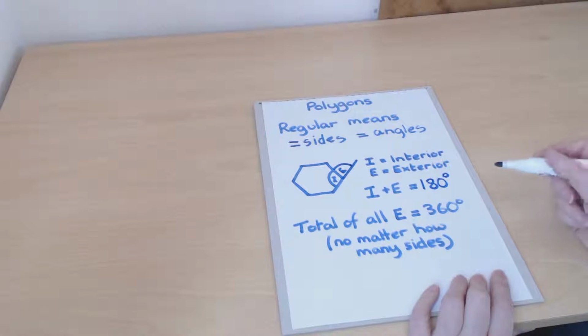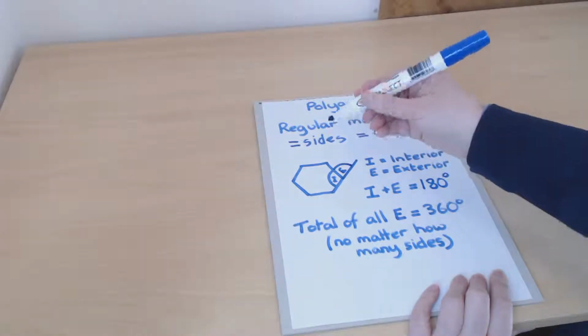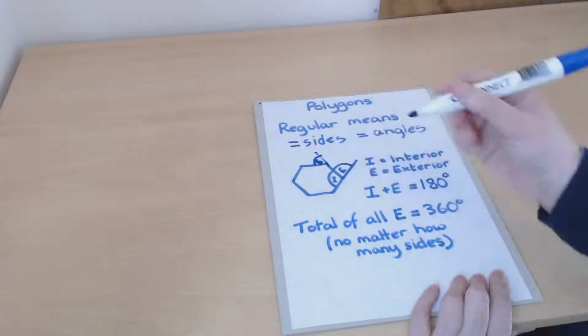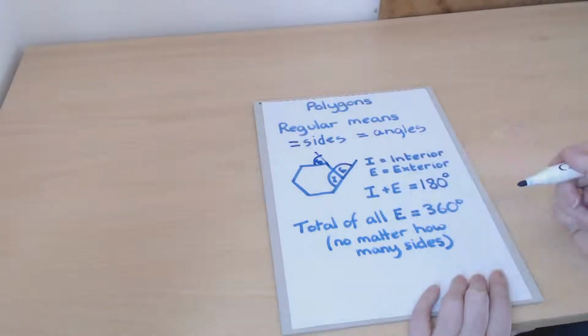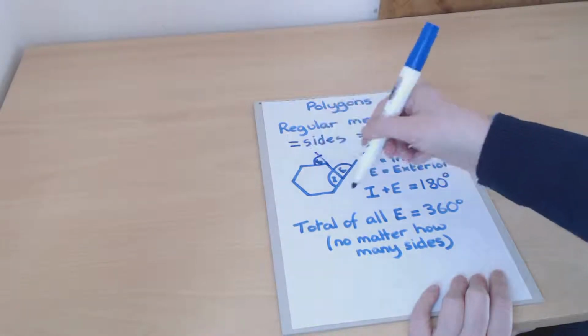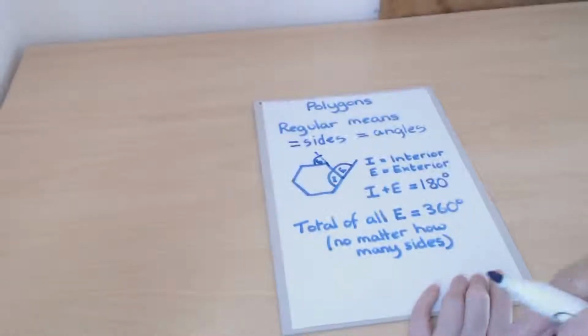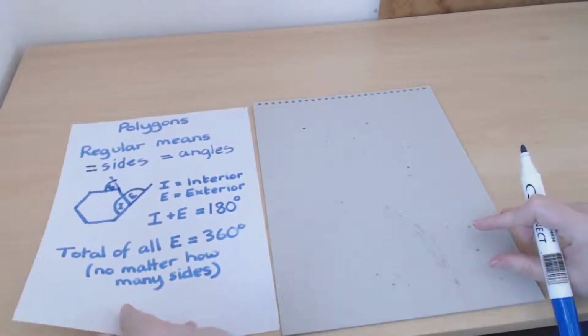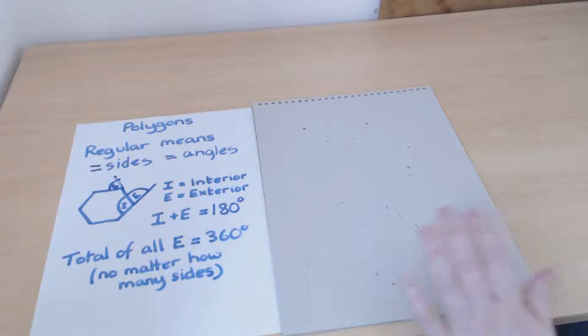And then finally, the last piece of information that you need to have memorized is that if we go round, if we were to draw on all the exterior ones all the way round, and then if we were to add all those angles together, they will always equal 360 degrees. I don't just mean on a hexagon, I mean on any polygon at all. So that's a really useful fact to remember. So let's keep those to one side while we have a look at some examples.